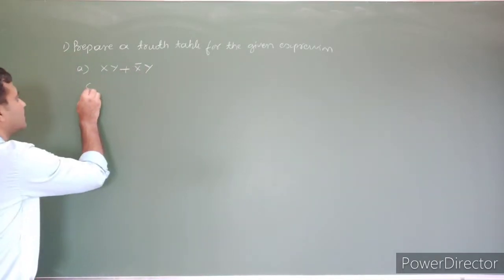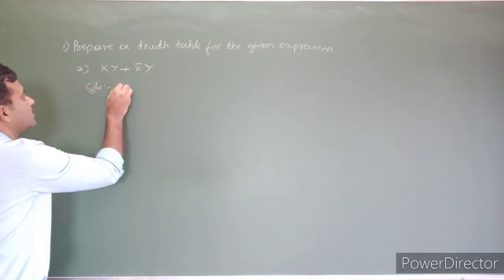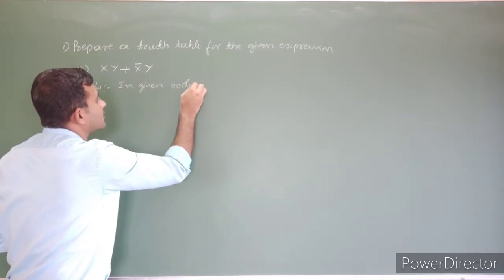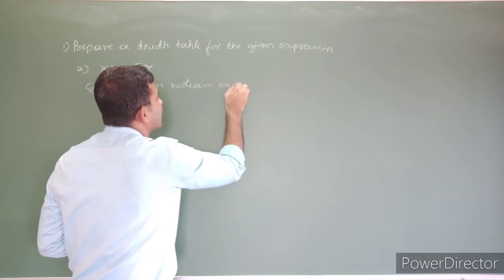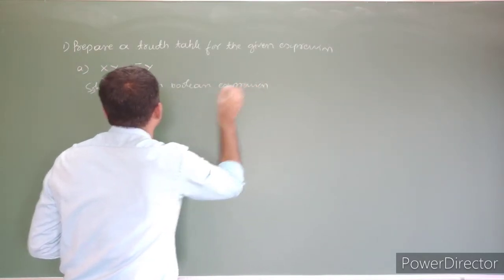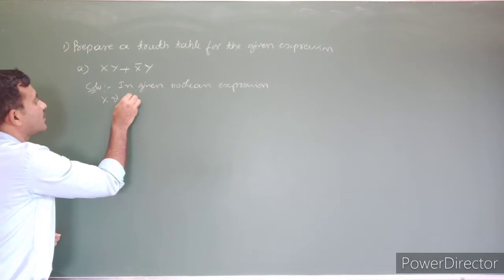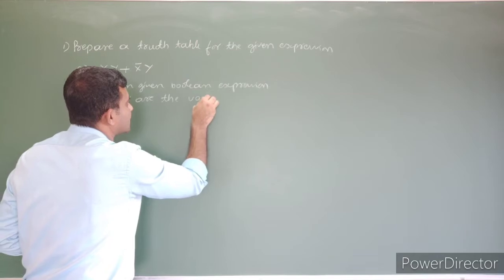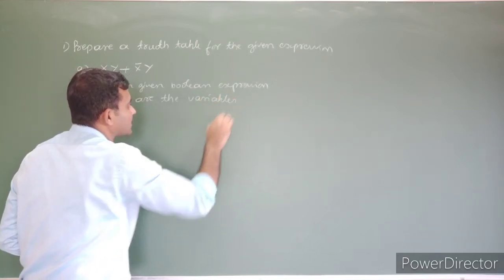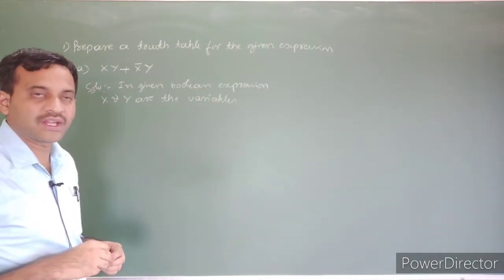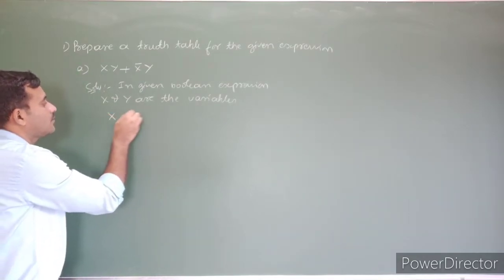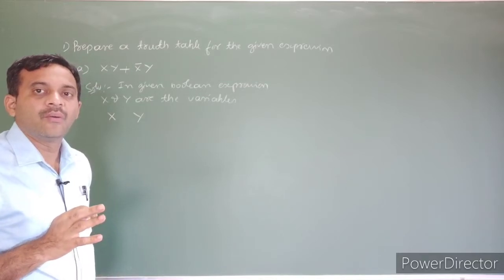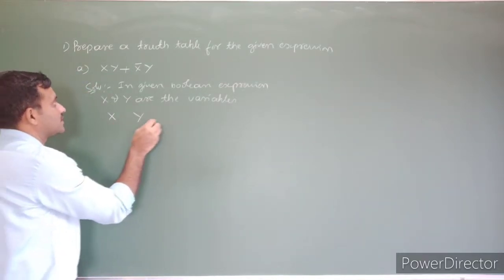See here. First write down, in given Boolean expression, x and y are the variables. First write the x column and y column. You know that if it is 2 variables, there are 4 possible combinations.